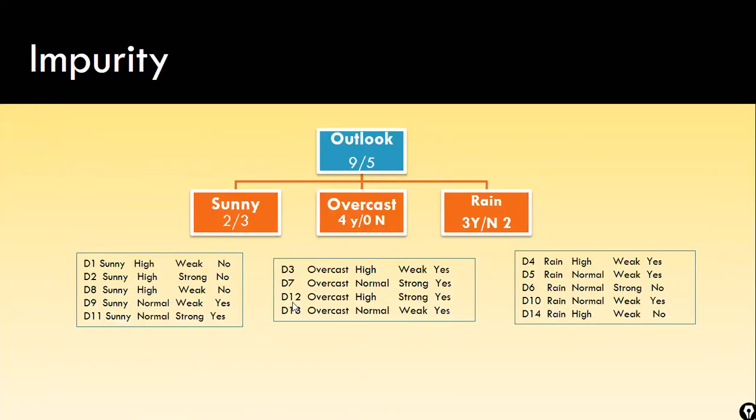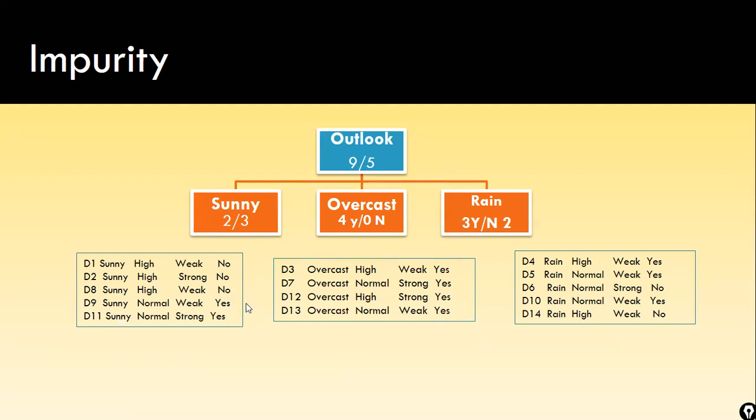In the case of overcast, we don't see even a single record marked with a no, right? So only yes is there. Hence, it has a homogeneous subset of the data, which means we have only yes. We don't have a mix of yes and no, whereas here we have a mix of no and yes. We need to look at the target value in each subset.